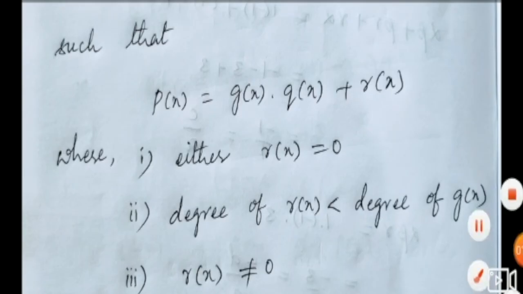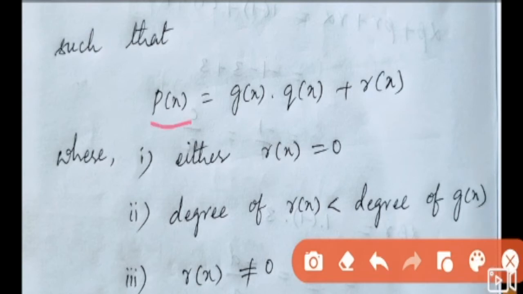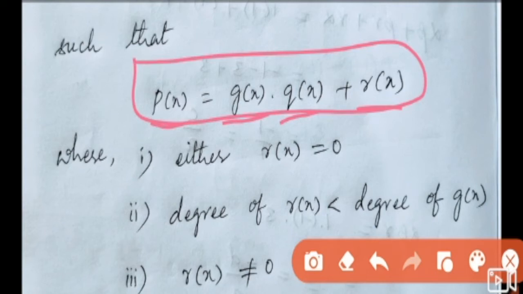Okay, before we discuss that, in the division algorithm for the polynomials, p of x is equal to g of x into q of x plus r of x, which we already learned in the previous class. What you learned in the previous class is: dividend is equal to divisor into quotient plus remainder. So this one we applied for the polynomials. Once again, dividend is equal to divisor into quotient plus remainder. So this is the division algorithm for the polynomials.